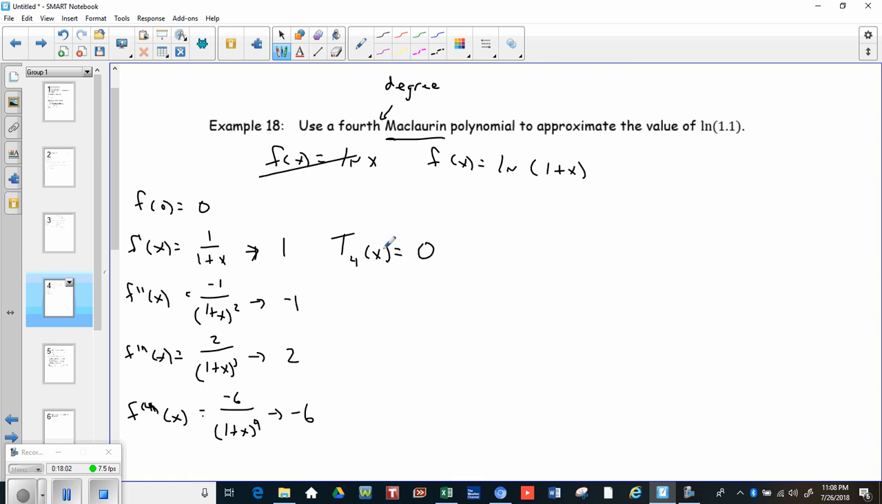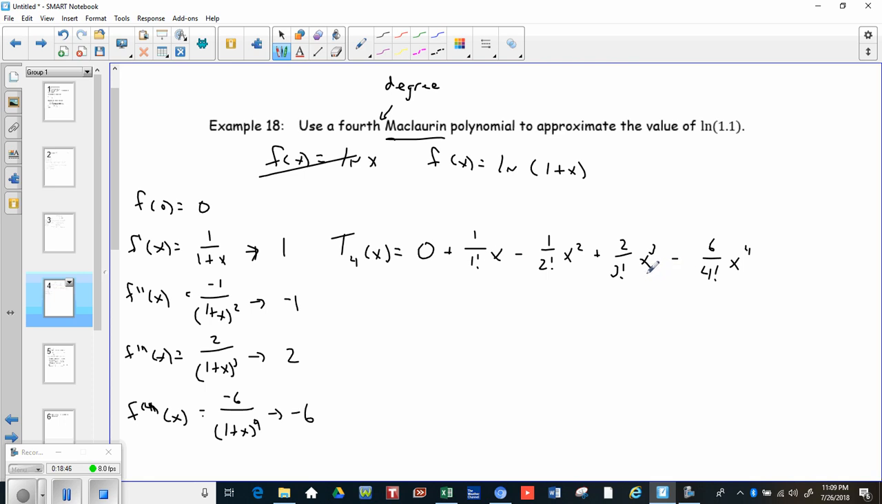First term is 0. Second term is 1 over 1 factorial. And remember, this is Maclaurin, so it is x, not x minus anything, just x because it's x minus 0. The next term is minus 1 over 2 factorial x squared. The next one is going to be plus 2 over 3 factorial x cubed. And then the last one will be minus 6 over 4 factorial x to the 4th. There is our fourth degree Taylor polynomial centered at 0, so it really is Maclaurin.